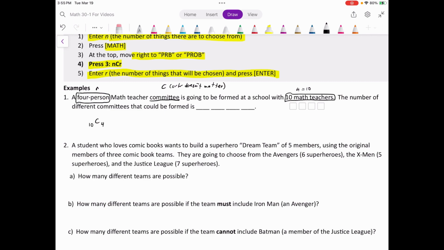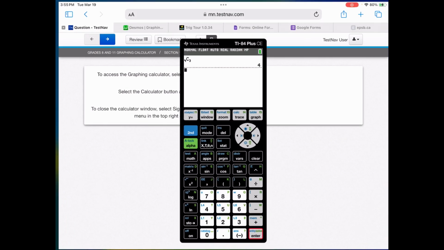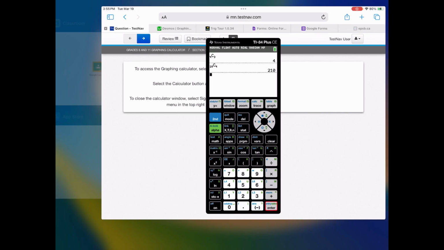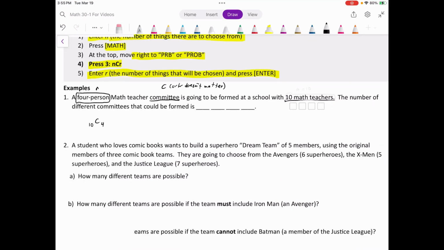And if we go to our calculator and we do that, if we go 10, math, probability, choose 4, it's telling us that there are 210 different ways the committee could be chosen. Not arranged. Arranged was definitely the wrong word to use there. Okay, if we want to get some comfort with the formula, let's try that out as well.